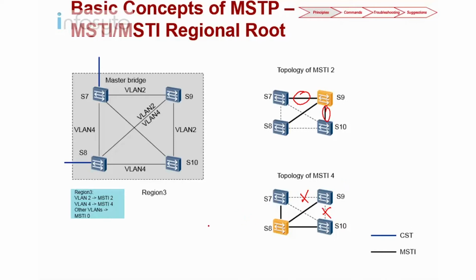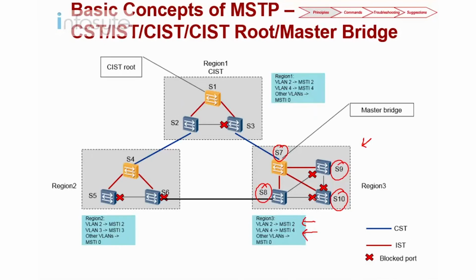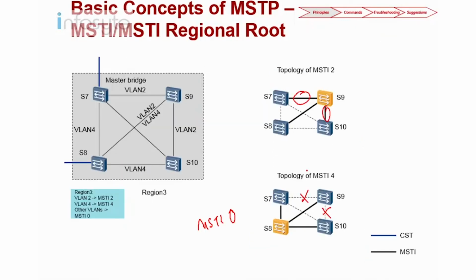And as you can see, we also have our MSTI 0. The MSTI 0, as I mentioned, is this one. So anything that is not mapped, you are the root. Okay, so since you are the root, the rest over here will be blocked. Alright, so here you have to remember we have our common spanning tree, which is connecting region to region. You can see that from here to here. So here I have a master bridge, and we also have our MSTI that map into our instance. So this is the root and this is the root.